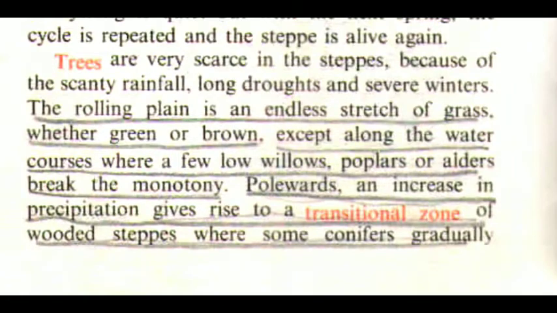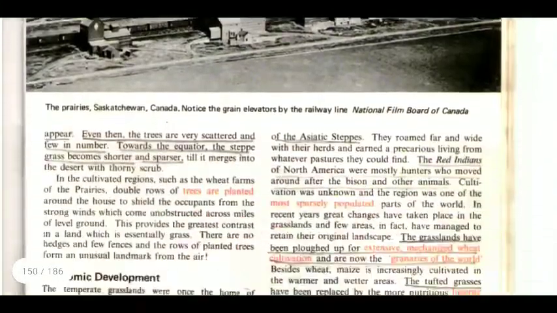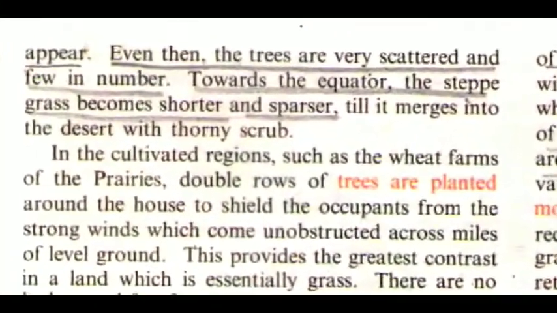Trees are very scarce in the steppes because of the scanty rainfall, long droughts, and severe winters. The rolling plain is an endless stretch of grass, whether green or brown, except along the water courses where a few low willows, poplars, or alders break the monotony. Polewards, an increase in precipitation gives rise to a transitional zone of wooded steppes where some conifers gradually appear. Even then, the trees are very scattered and few in number.